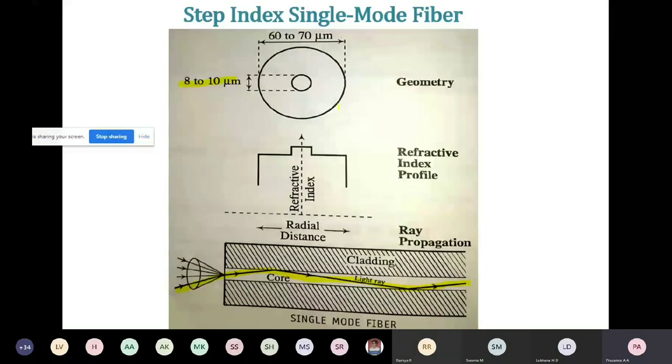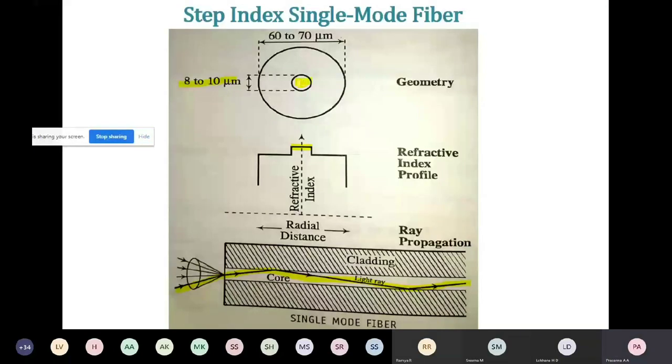And diameter of the cladding, this is the cross section of the optical fiber, 60 to 70 micrometer will be the cross diameter of the clad, whereas for the core it is 8 to 10 micrometer. And refractive index will be varied in this way. It is varying in such a way that the refractive index is constant throughout the body of the core. This is the core. Within this core, refractive index is constant. It may be 1.6, for example. That 1.6 is the refractive index at every point.